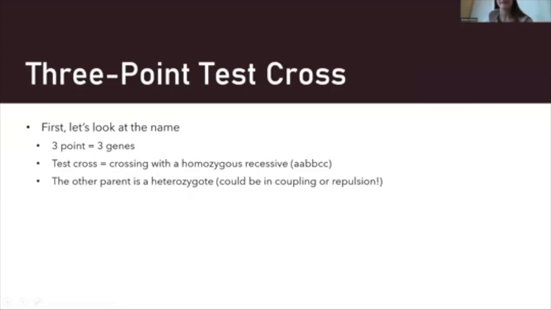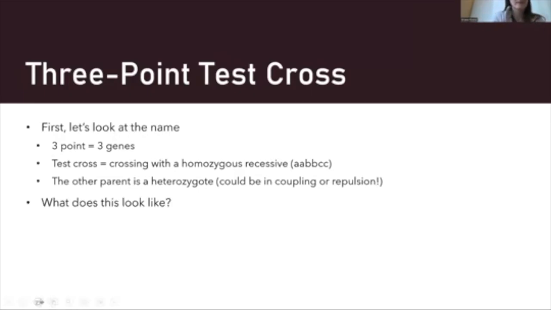So first, let's look at the name and figure out what it is. 3-point means 3 genes. We're usually going to use this to try and figure out the order of genes, so knowing which one is in the middle and stuff like that. And test cross means you're crossing something with a homozygous recessive individual: little a, little b, little b, little c, little c. And that other parent is going to be a heterozygote, and they could be in coupling or repulsion.